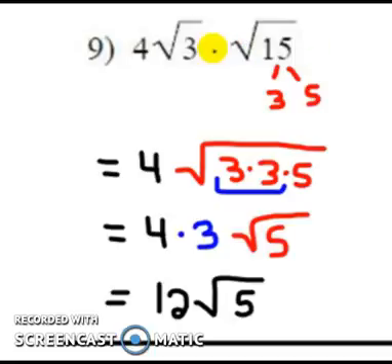In problem number 9, I am multiplying this problem. I am going to do integers with integers, so I have 4 times 1, because 1 is right here. That's how I got 4. Then I'm going to factor. 3 is already factored. That's where this 3 came from. 15, 3 times 5. So I have a set of 3's that come out. So 4 times 3 is 12. 5 stays under the radical.